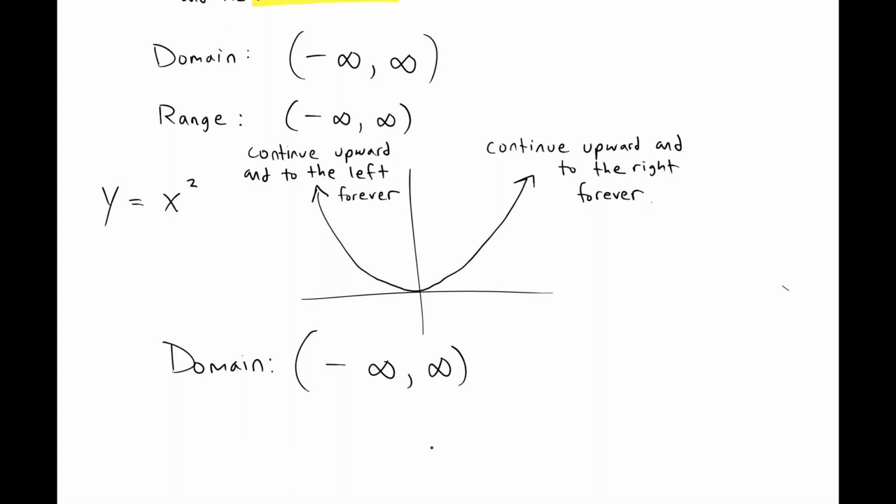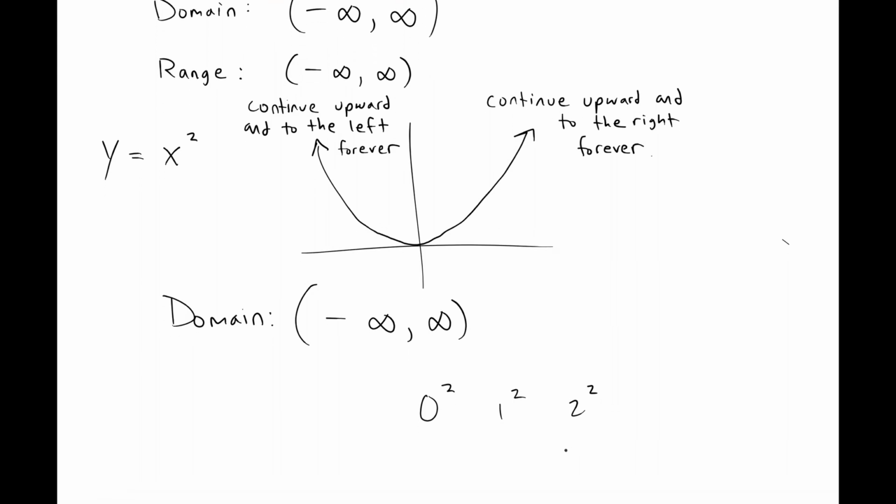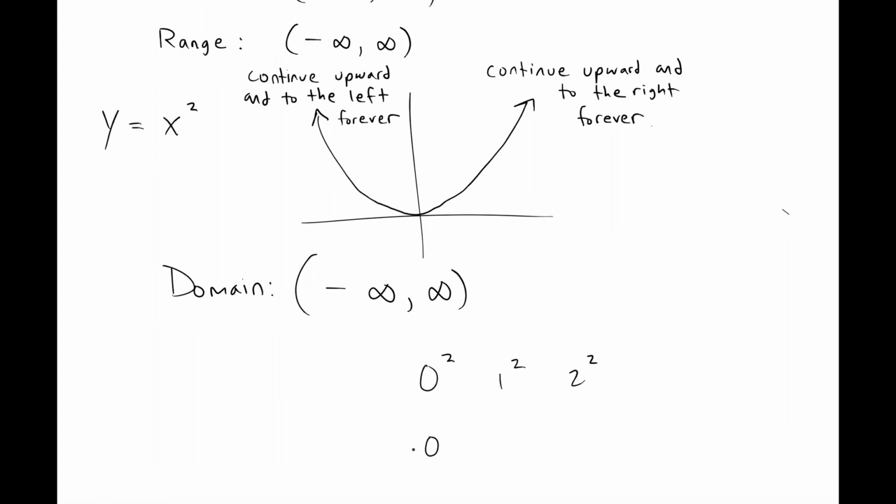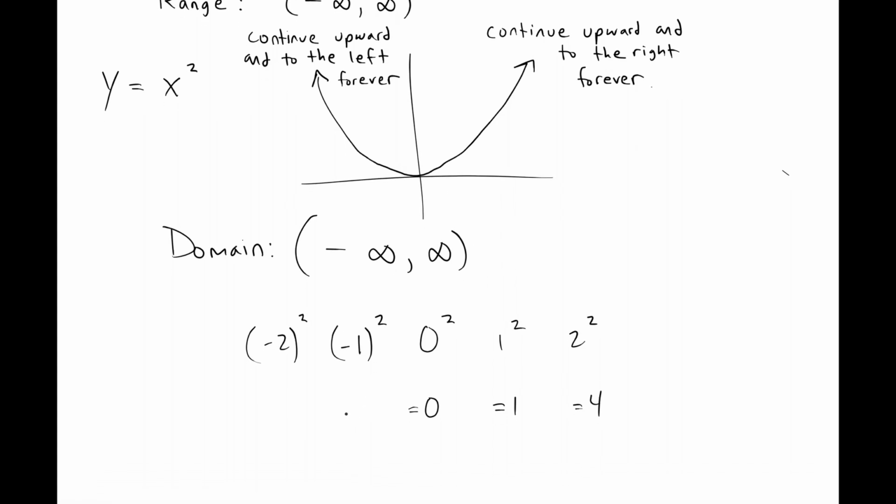You could do something like 0 squared, 1 squared, and 2 squared. And these would all be positive. And you could even plug in a negative into that formula as well. But a negative times a negative makes a positive.